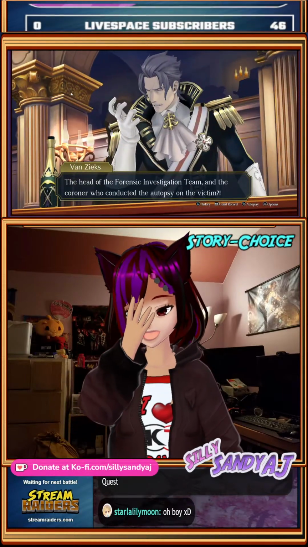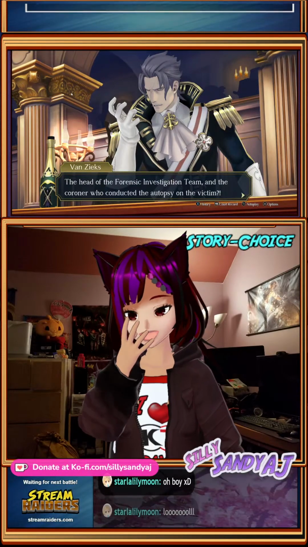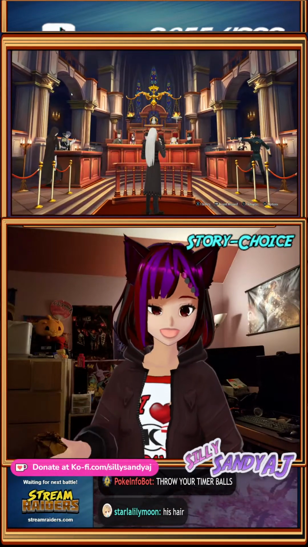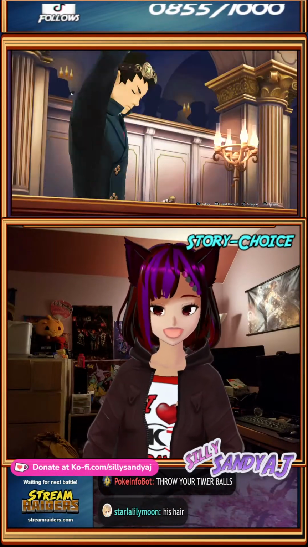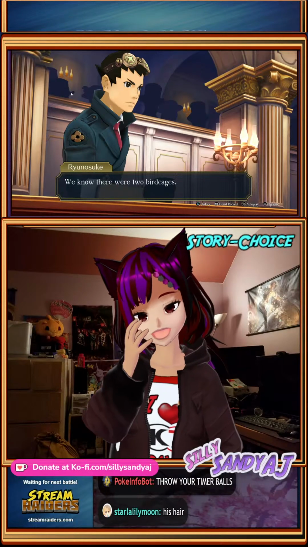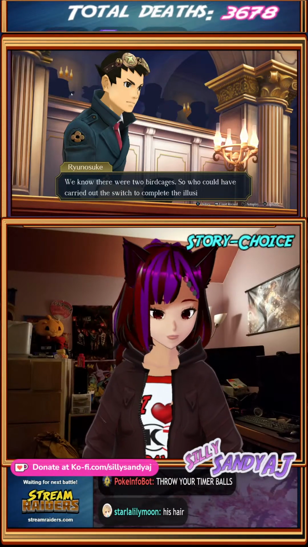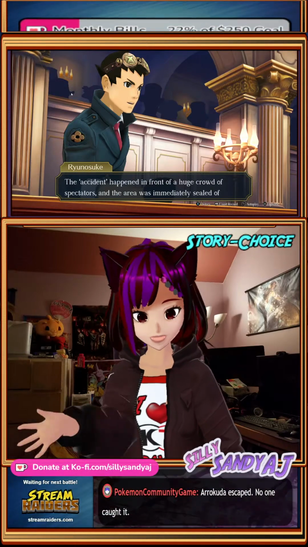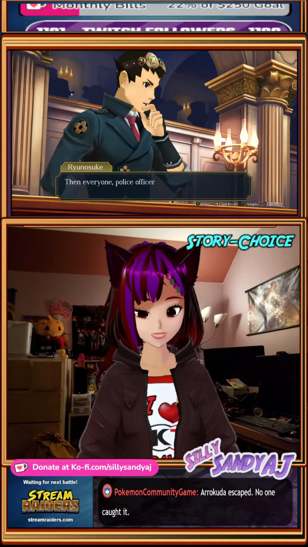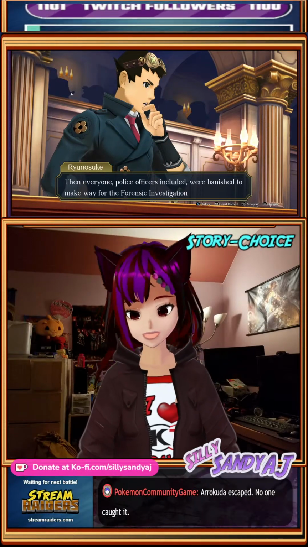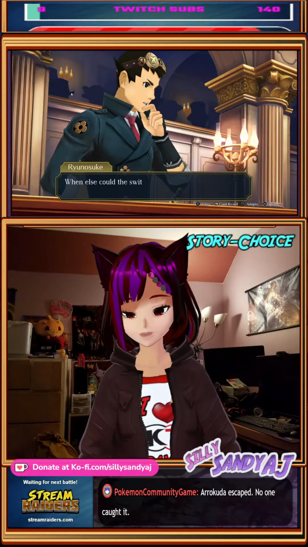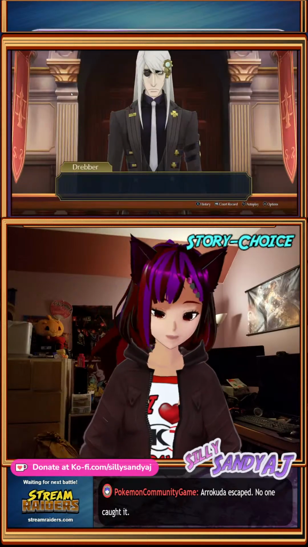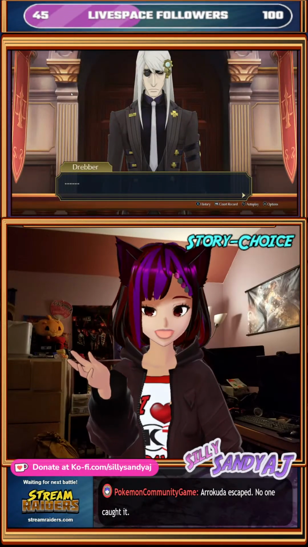The head of the forensic investigation team and the coroner who conducted the autopsy of the vehicle? Damn it. We know there were two bird cages, so who could have carried out the switch to complete the illusion? The accident happened in front of a huge crowd of spectators, and the area was immediately sealed off. Then everyone, police officers included, were banished to make way for the forensic investigation team. It could have only been that team's presence.